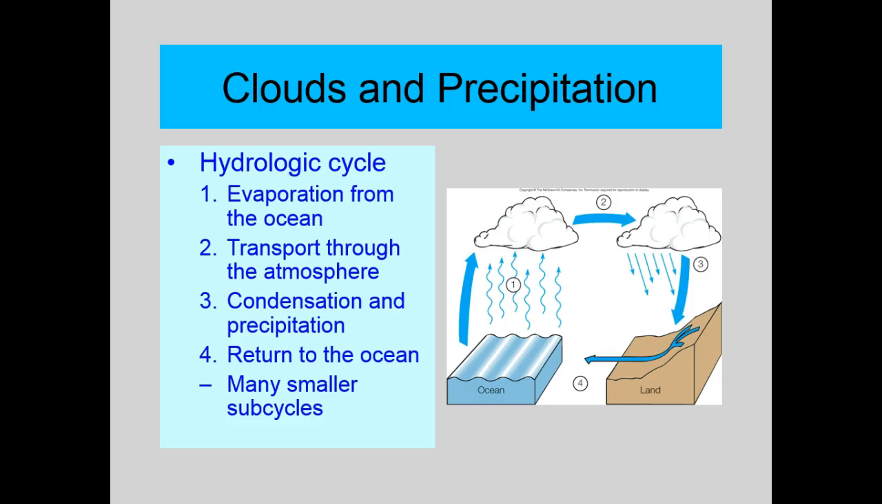Evaporation is going from liquid to gas. Condensation is going from gas to liquid, exactly. So you have condensation happening, and when those droplets condense enough and collide and get big enough, then they drop out of the air. That's what we mean by precipitation. That means falling down, going down a precipice, you might say.